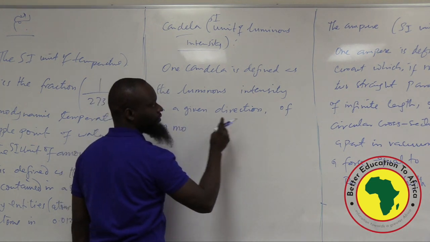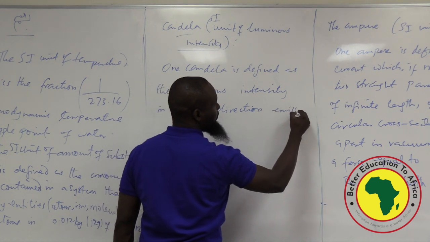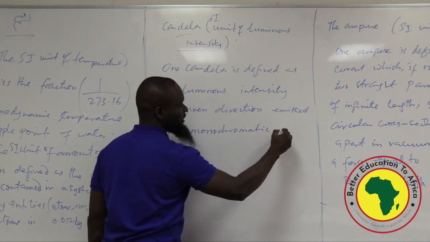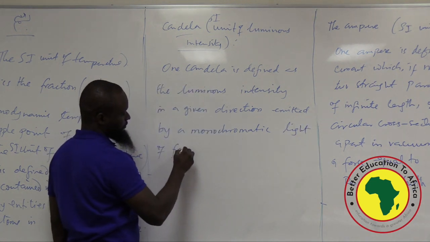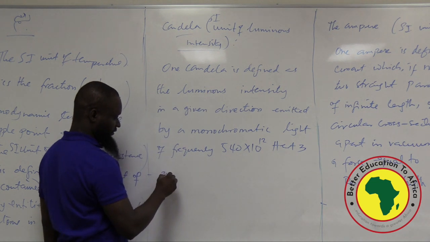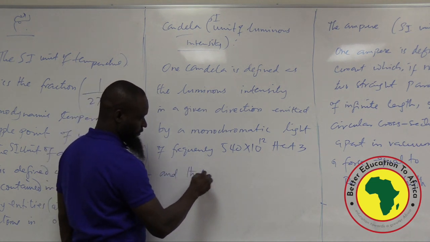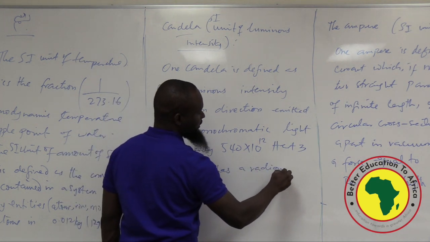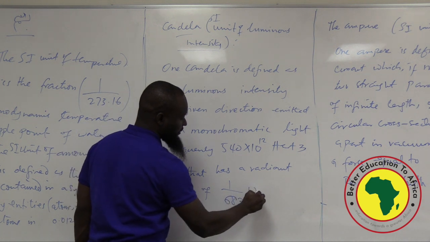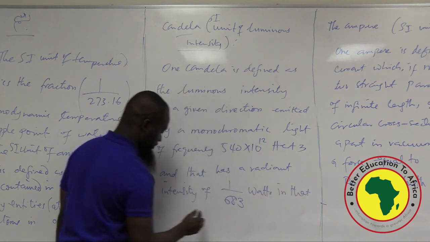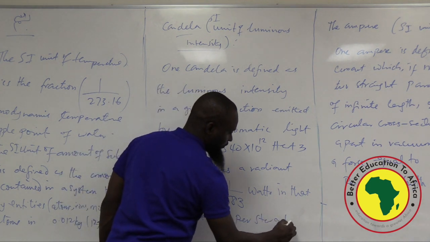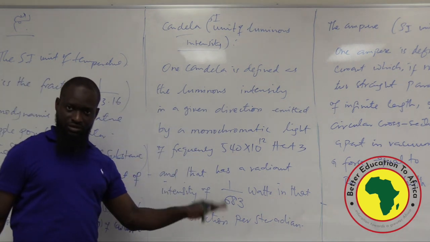of, or emitted by, a monochromatic light of frequency 540 times 10 to the power 12 hertz, and that has a radiant intensity of 1 over 683 watts in that same direction, per steradian. Complicated stuff. We'll come to that.